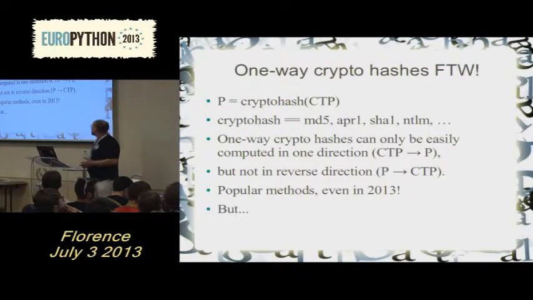The good thing about the hashes is they are only computable easily in one direction. If you have the clear text password, you can quickly compute the hash. But if you have the hash, you can't quickly compute the clear text password. So it's a one-way thing, and this is the good thing. These methods are rather popular even right now. I have seen code that just uses this.